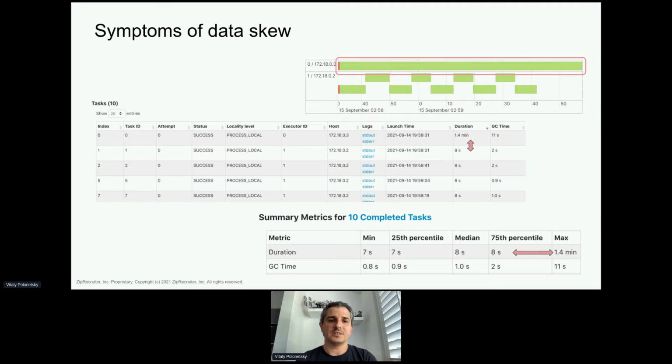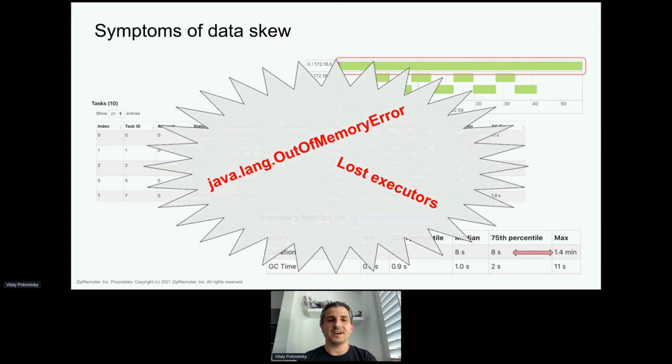You can also see the same problem in the statistics at the third example, where the 75th percentile looks much closer to the median values than the max values. With these symptoms, our pipeline might become slightly slower. And finally, if we miss the symptoms, we will start seeing out-of-memory errors and lost executor exceptions, where an executor is killed by the resource manager or stuck in garbage collection for too long, such that it can't send a heartbeat that it's alive.